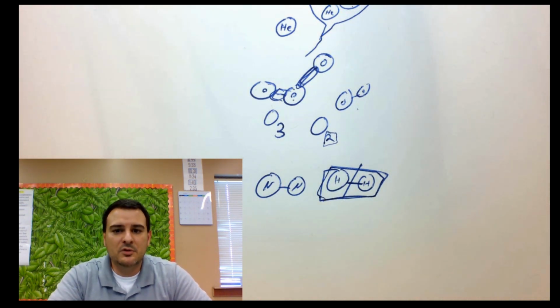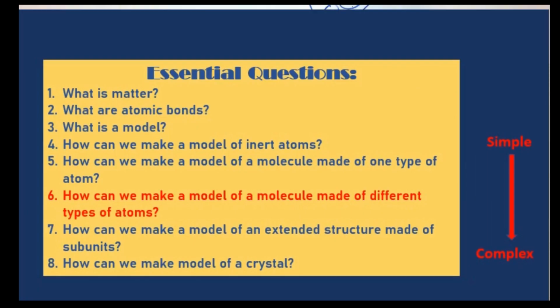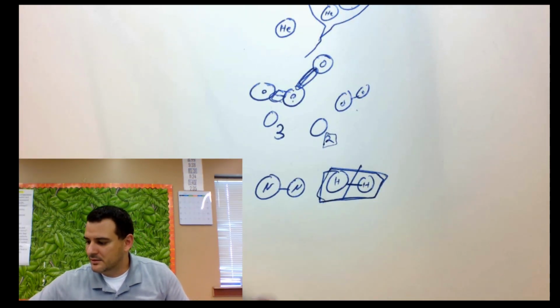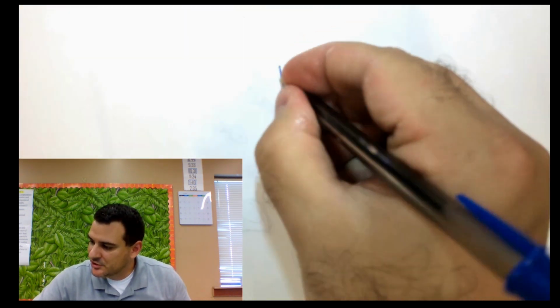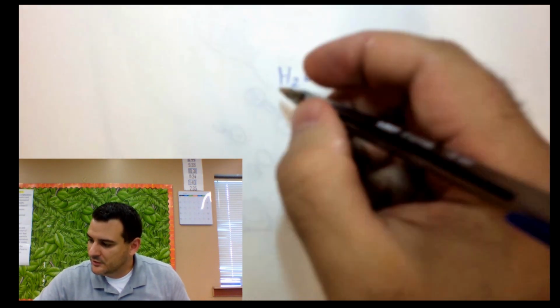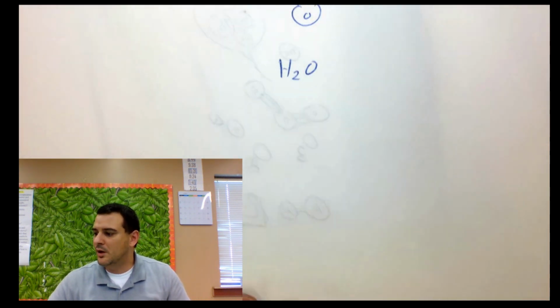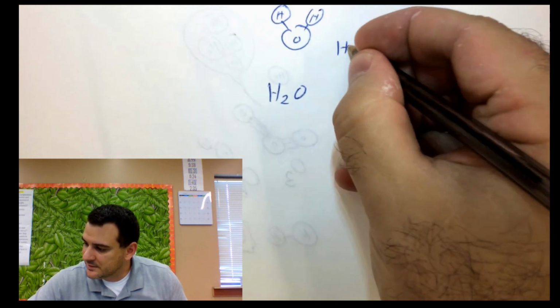So here we go. Let's get a little more complex, and we're going to go to question 6. Question 6. How can we make a model of a molecule made of different types of atoms? Or, again, different elements? Well, here's a classic example, and that's water. Water is H2O. Remember that 2 means there's 2 H's, so H2O. And that's a water molecule. I could also draw it like this.